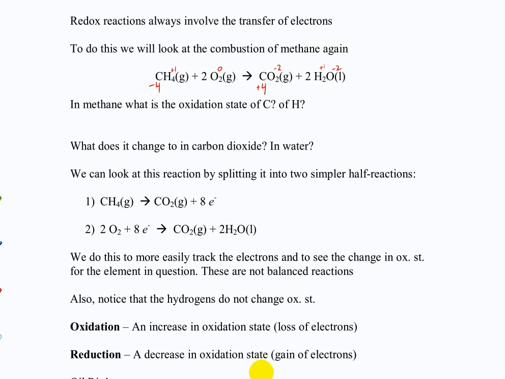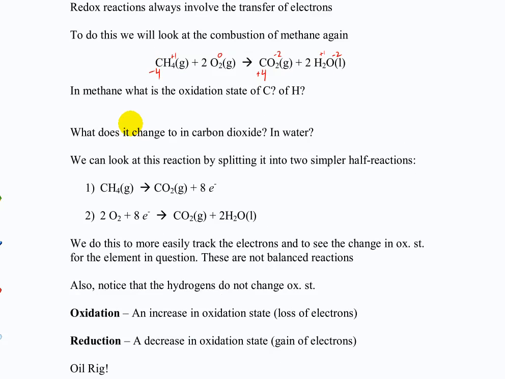So before we do another one, let's look up in here. Is carbon being oxidized or reduced? That is, is it gaining electrons or losing electrons in the course of this reaction? It's losing electrons, right? It's going from minus 4, which is an excess of electrons, to plus 4, which is now too few electrons. So if it loses electrons, is that oxidation or reduction? Oxidation. Loss of electrons. Increase in oxidation state. So we could say carbon is being oxidized, and then oxygen is being reduced.